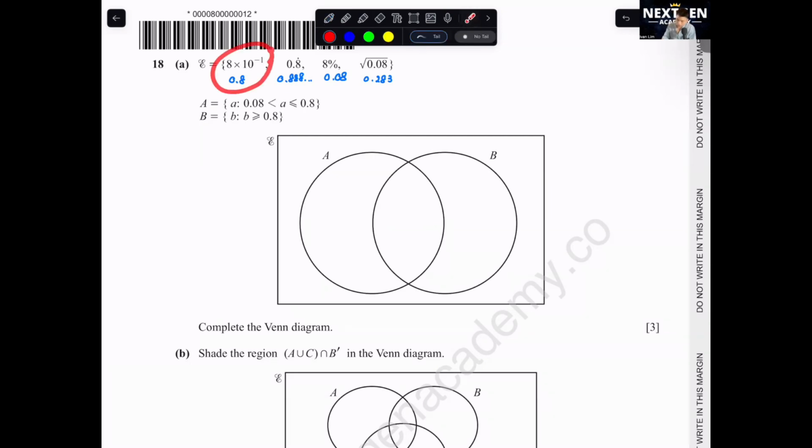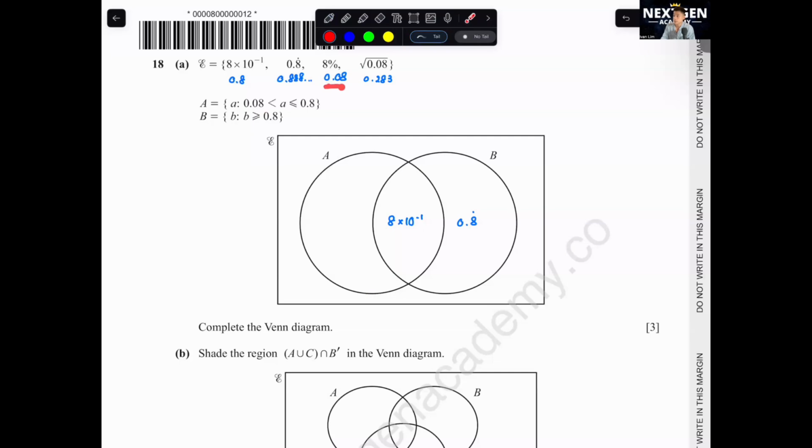Let's fit in the values one by one. First one, 8 times 10 to the power of negative 1. Both of them have 0.8, right? Here 0.8 and 0.8 are equal, so this will be the intersection. So 8 times 10 to the power of negative 1. The second value, 0.888, will fall under B, because it's more than 0.8. So 0.8 recurring.